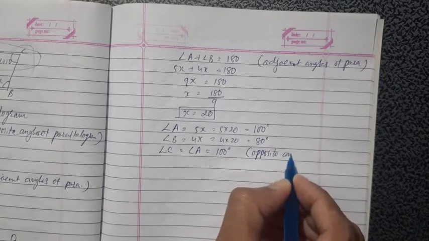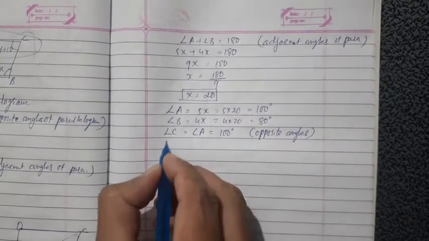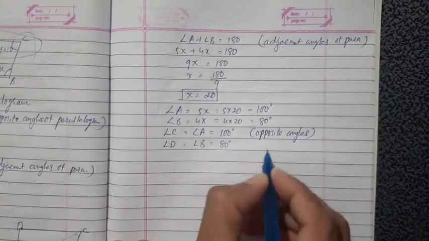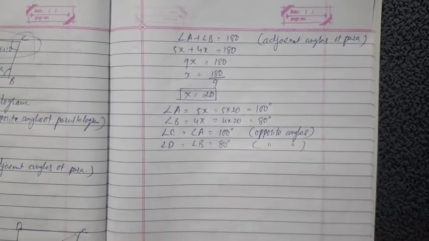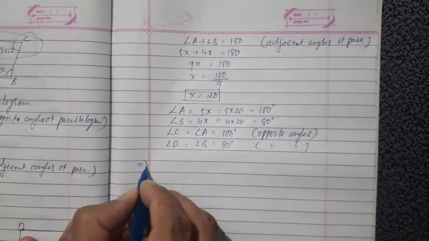Opposite angles, we just write down opposite angles. Same, angle D equal to B, that is 80 degrees, that is also opposite angle, and in a parallelogram opposite angles are equal.